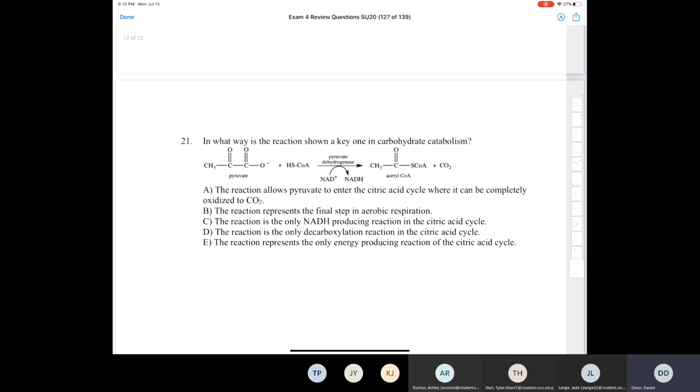Number 21. We just moved down here. Oops. I got a problem with slides.